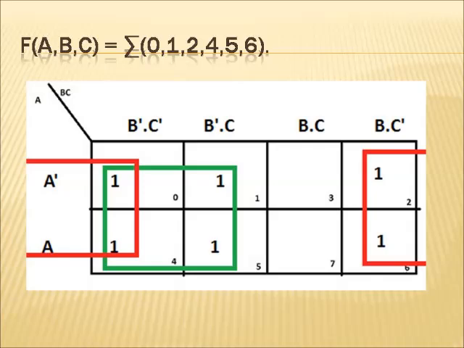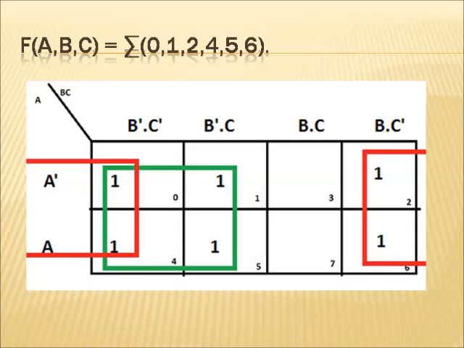So the first group is the green color, that is 0, 1, 4, 5. So the cells numbered as 0, 1, 4, 5, which represent a quad, right? Then you can see that I'm using a red color marking for the second quad. Actually that second quad includes the cells 0, 2, 4 and 6.